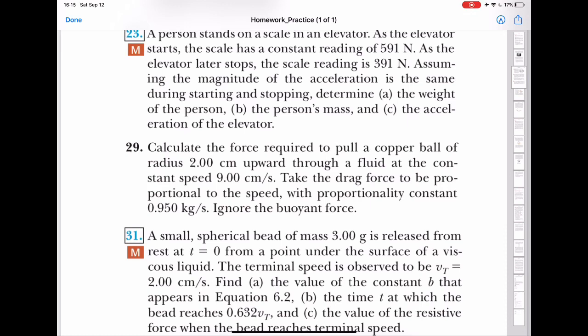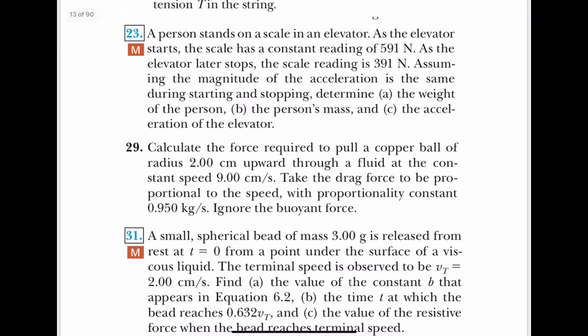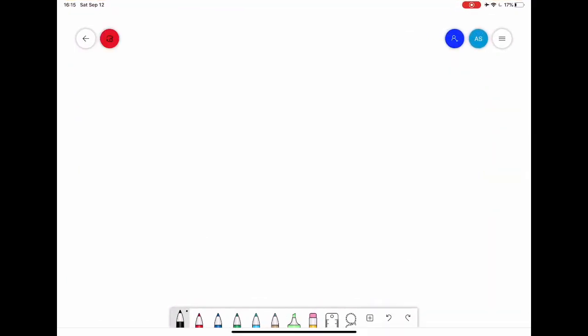We have to calculate the force required to pull a copper ball of radius 2 cm upwards through a fluid at constant speed 9 cm per second. Take the drag force to be proportional to the speed with proportionality constant. Ignore the buoyant force. Now, first of all, before moving on, let me explain what buoyant force means.